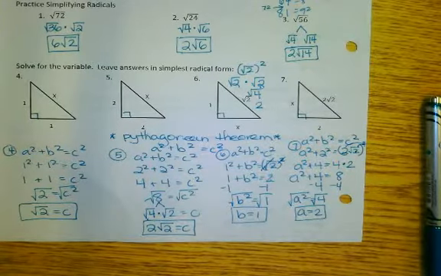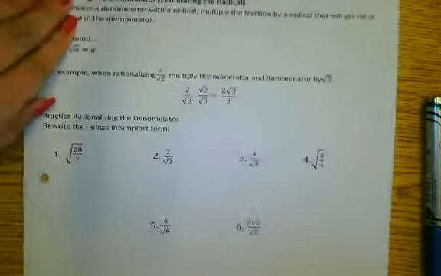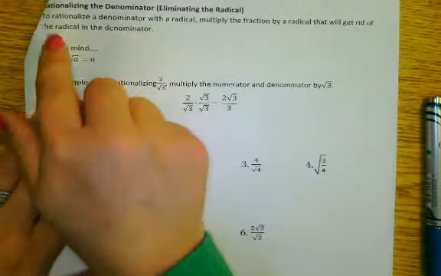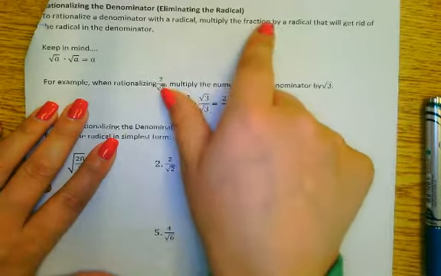Okay, we are almost done. The next part is extremely important for what we are about to do with our special right triangles, and that is rationalizing the denominator. A number is never simplified if there is a radical in the denominator. So in order to rationalize the denominator with a radical, multiply the fraction by a radical that will get rid of the radical in the denominator.